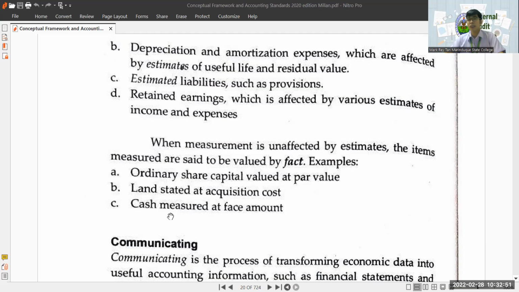Letter C is the best example based on facts. Cash measured at face amount. When we say face amount, it is how much the value is. For example, a 1,000 peso bill. The face amount of that 1,000 peso bill, its value, is 1,000, because that is what is written on the 1,000 peso bill itself. So this letter C example is the best example of items measured by fact.